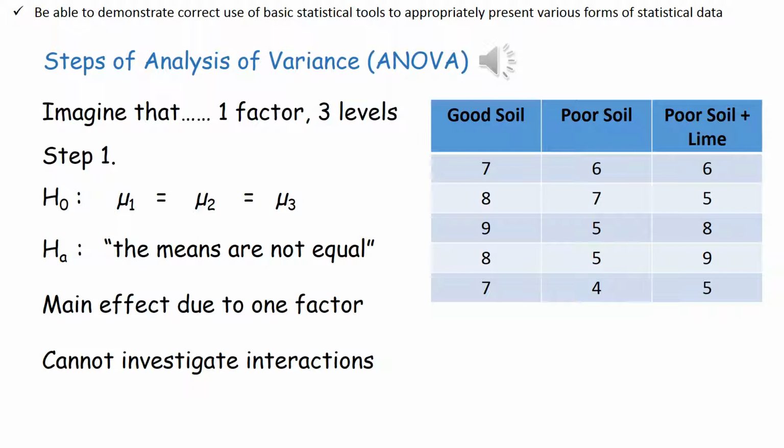If we were to reject the null hypothesis, H0, then we would know that there is a difference between our groups, but we don't know where that difference lies. In a one-way ANOVA, we are looking for a main effect due to the one factor, in this case the quality of the soil. We can't investigate interactions in a one-way ANOVA because there is only one factor applied to each population.